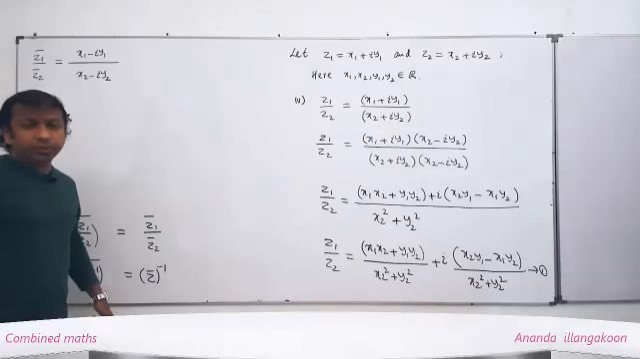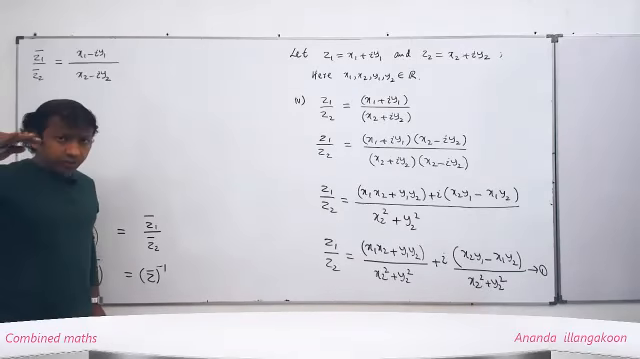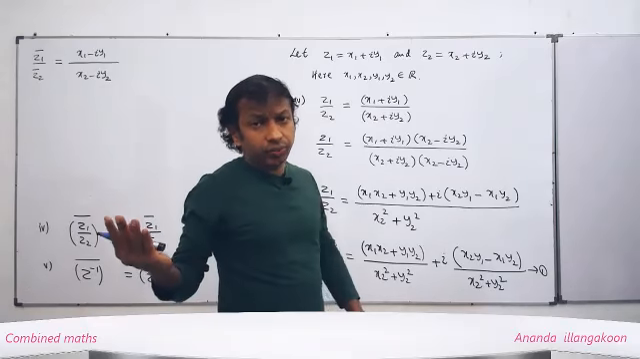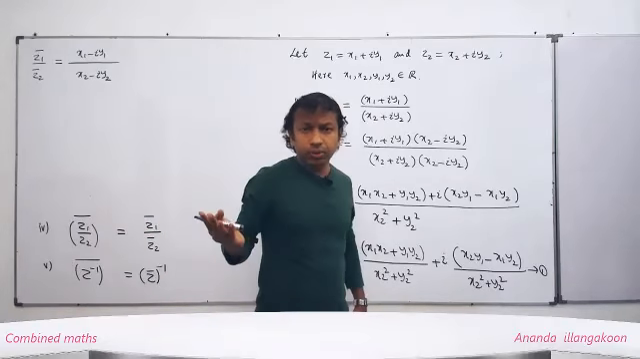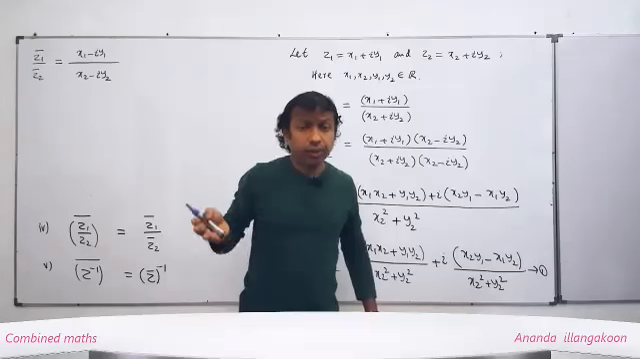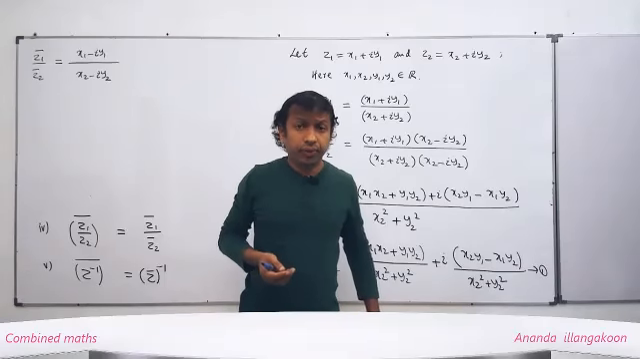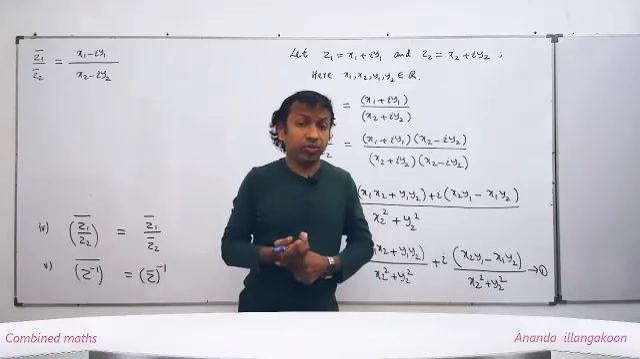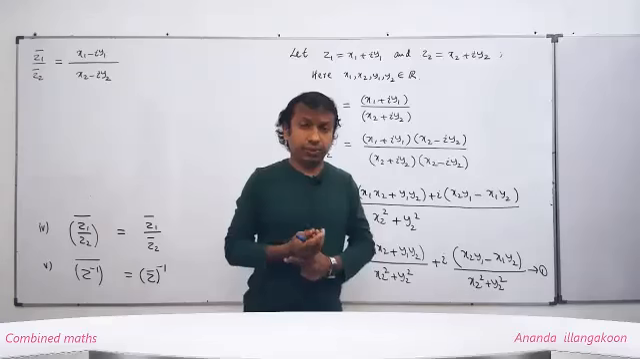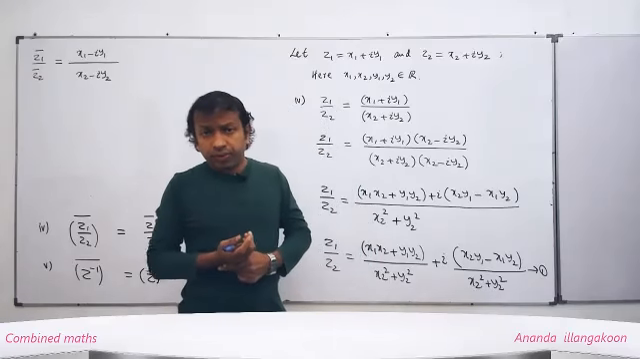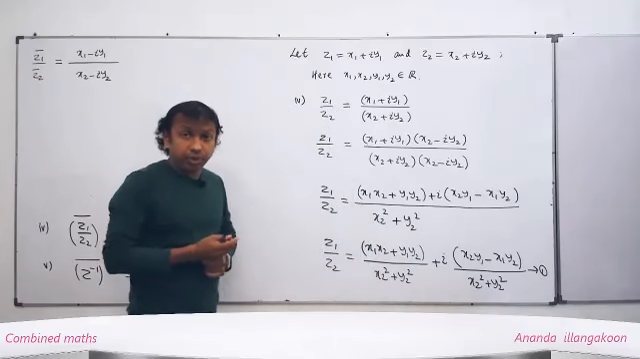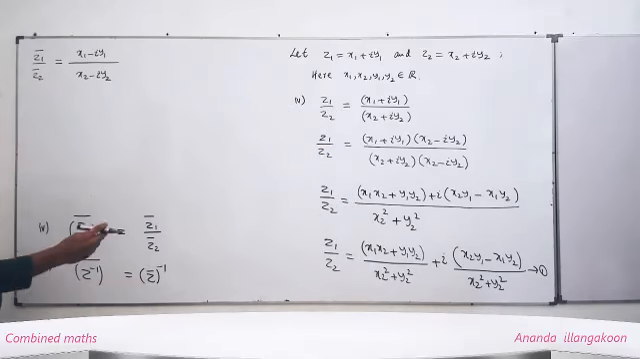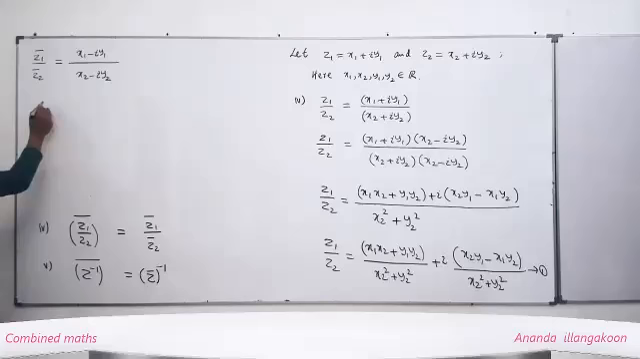Always remember, whenever we find division of two complex numbers, in order to convert that to the x plus iy form, the usual form of a complex number, what we do is, we multiply both the numerator and denominator by the conjugate of the denominator. Understand? That's the method, right? Okay, so then we can simplify in that way.